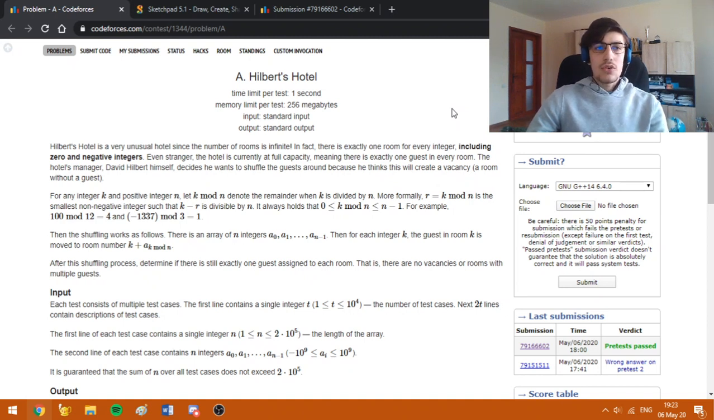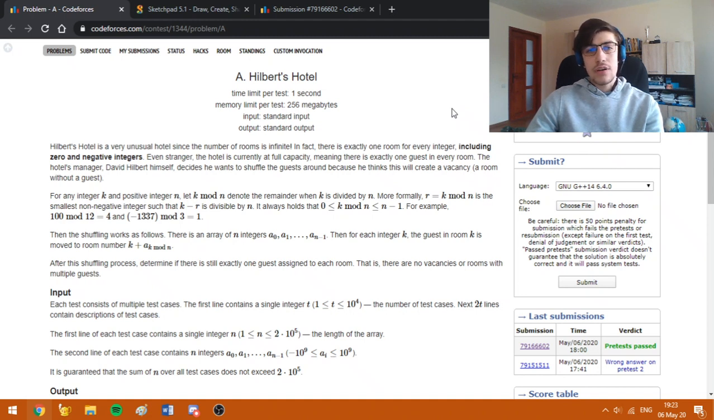Hello everybody! Today I'm going to discuss how to solve the problem Hilbert's Hotel from the Codeforces Round 639. In the Division 1 version, this was the problem A, while in the Division 2 version, this was the problem C.